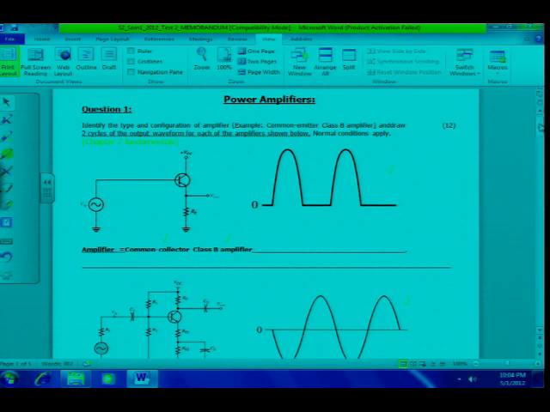Chapters that were written. The first chapter that was written about was power amplifiers. First question number 1, identify the type and configuration of amplifier, and I gave you an example. I said there the example is you have to write for these amplifiers below if it's a common emitter, common base or whatever, and what type, class of amplifier, class B, AB or C or whatever, and draw 2 cycles.